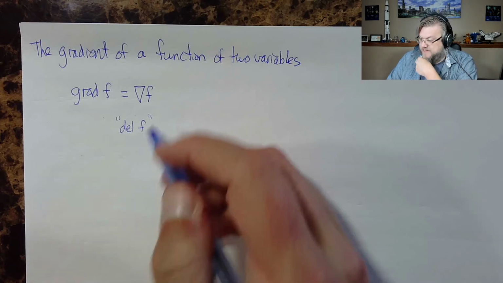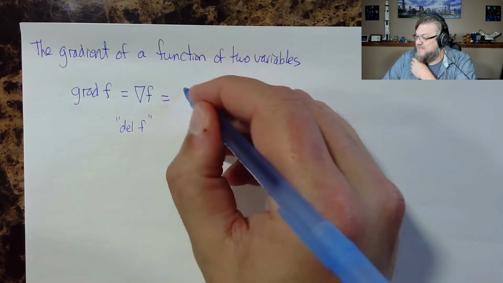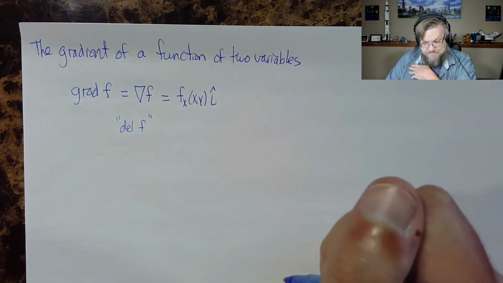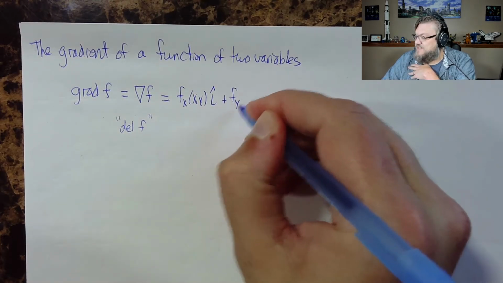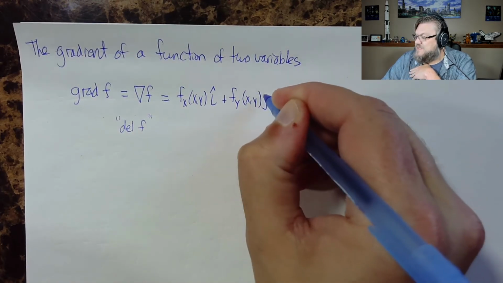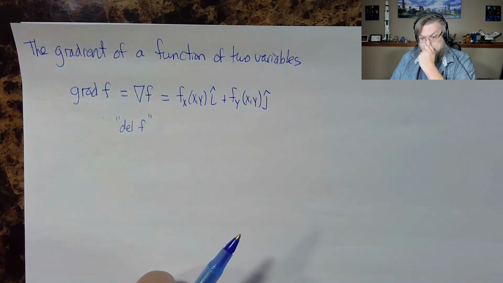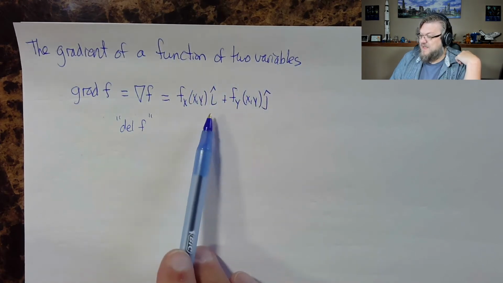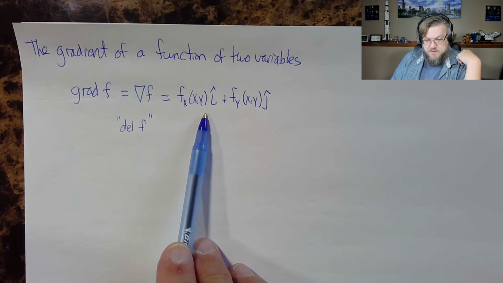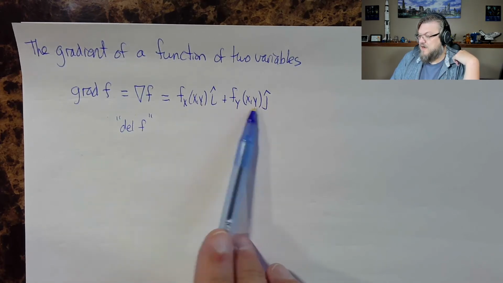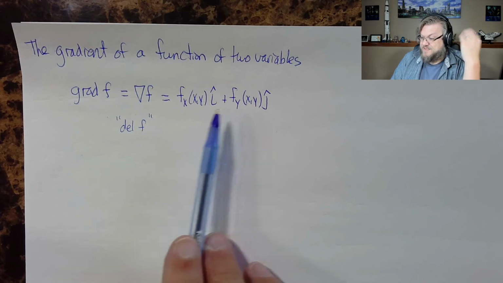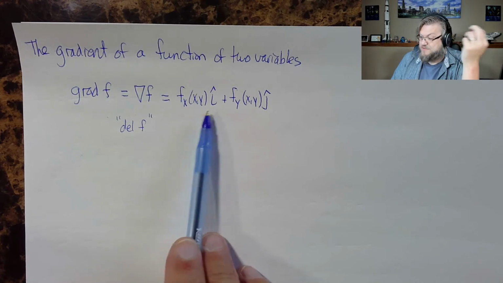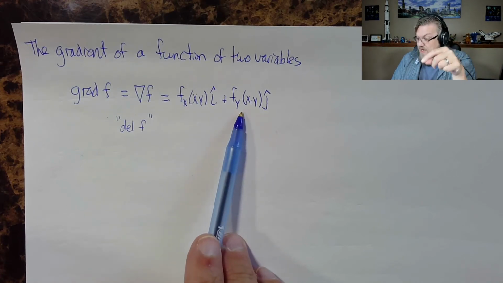Those are nice notations. That doesn't tell me what it is, though. Here we go. Here's what it is. It's the partial of f with respect to x times the i component plus the partial derivative with respect to y times the j component. So notice that if I have a 2-variable function, the gradient is a 2-dimensional vector whose components are the partials of that function. And since it's a 2-variable function, we have 2 partials. And notice that the partial with respect to x is associated with the i, and the partial with respect to y is associated with the j.